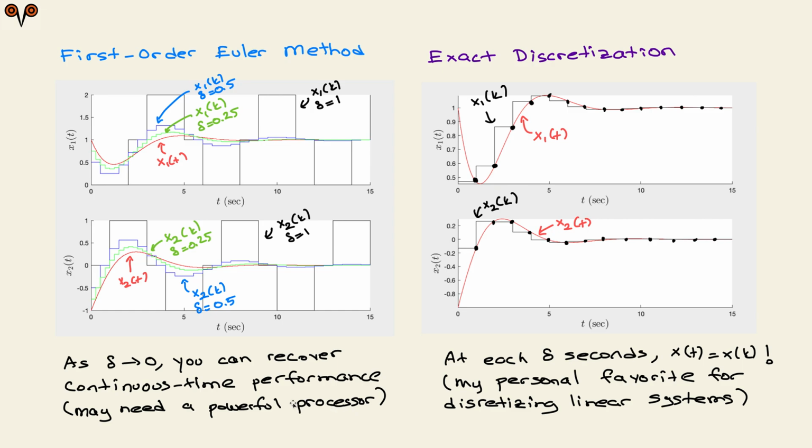Even if you have a powerful processor, I would say, why don't you use exact discretization and more frequently hit the actual continuous time solution at each delta seconds. Again, for this reason, I would strongly suggest exact discretization if you are dealing with linear time invariant systems, as compared to any approximation-based methods. And again, I just showed the first order Euler method as one of the candidates. All right, thanks.